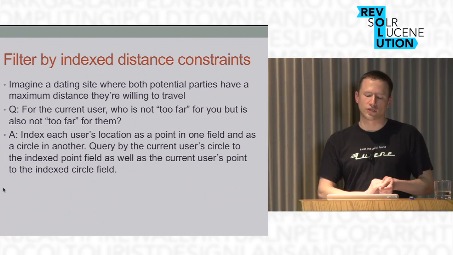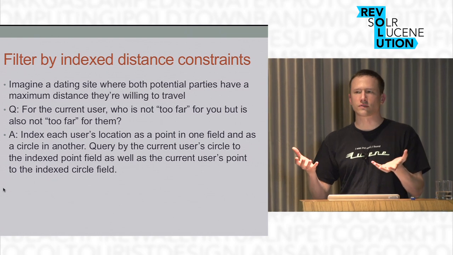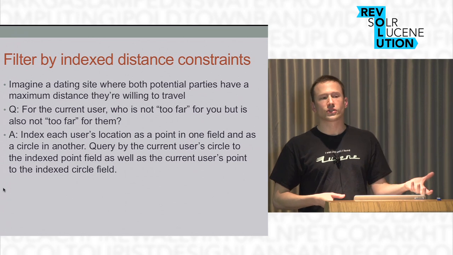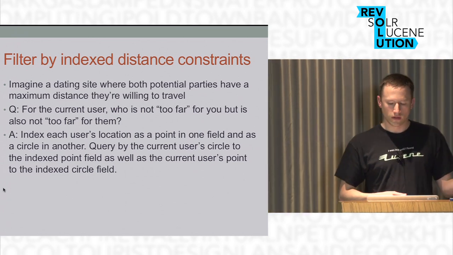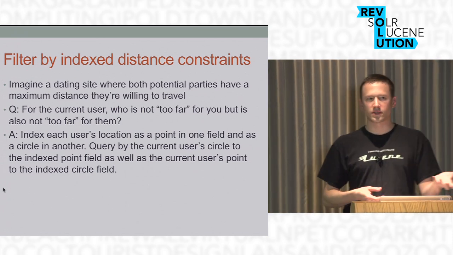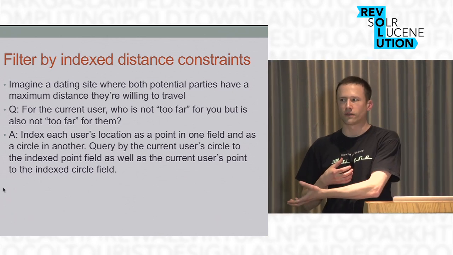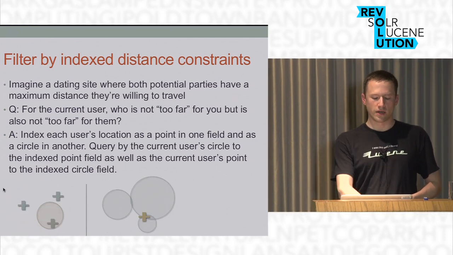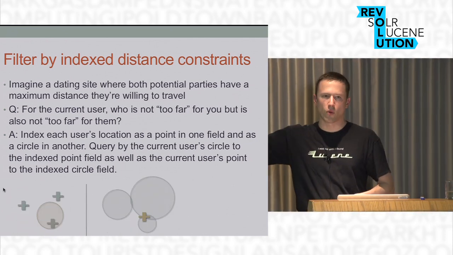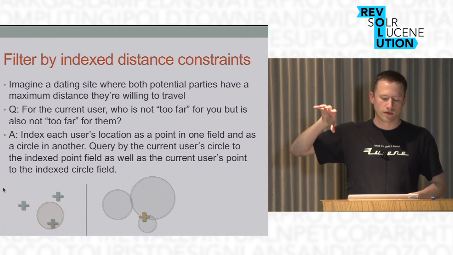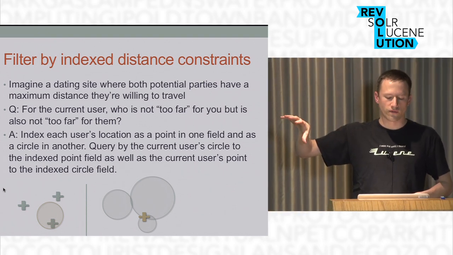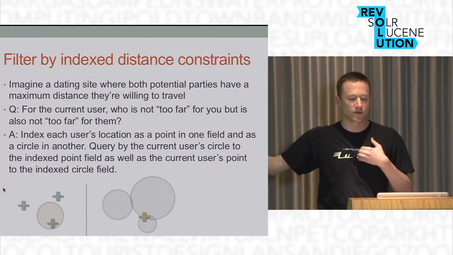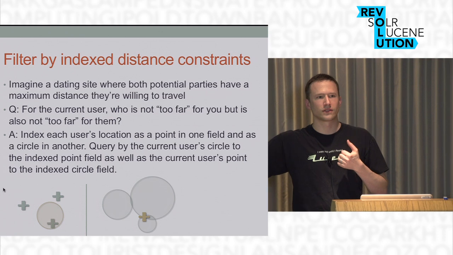So you index each user's location. You have two spatial fields that each address both sides of this. You index each user's location as a point, and then as a circle in the other field for how far you're willing to go. And then you combine these two. Here on the left side, you index everybody's point, and then you search for a circle, and you find everybody that's close enough to you that satisfies your constraint. But then on the right side, you need to make sure that you satisfy everybody's constraint to get to you.